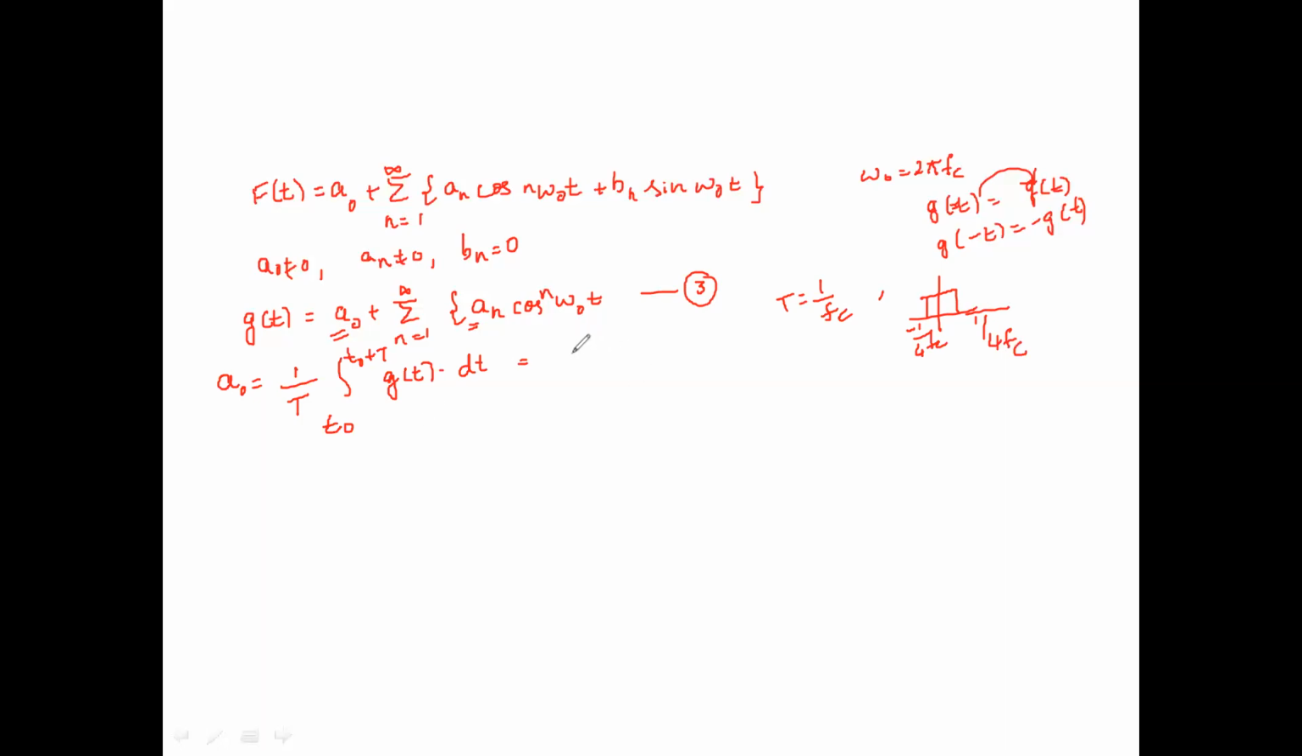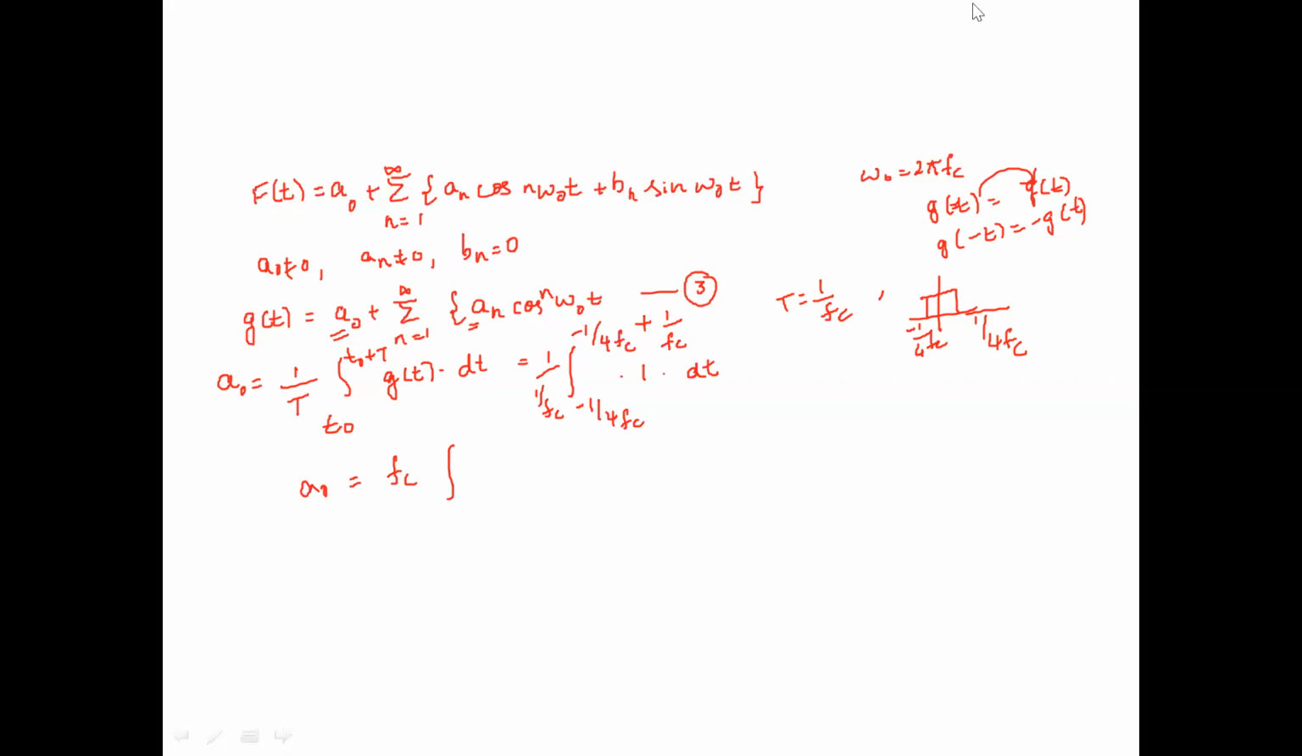So for all other values, let me write initially. t naught means initial value, so it is 1 by T, that is 1 divided by 1 by fc, into the integral starting from minus 1 by 4 fc, ending at minus 1 by 4 fc plus T. T is nothing but 1 by fc. What is the amplitude of g of t? 1. So 1 into dt. So what you get, a naught is equal to fc times the integral. 1 divided by 1 by fc is nothing but fc.